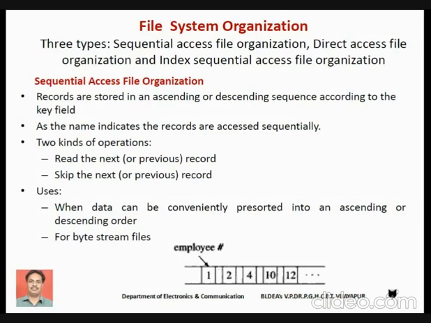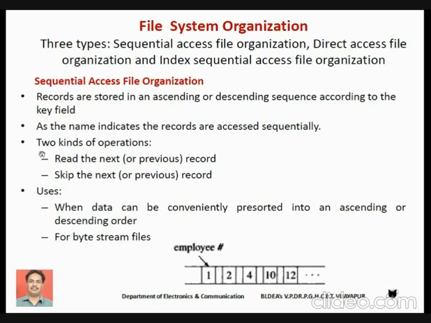Whenever you want to access any of the information, you have to move sequentially. Say, for example, you have some employee information and the employee IDs are 1, 2, 4, 10, 12. You can observe that these employee records are arranged in ascending order based on employee ID. If you want to access the 10th employee record, you have to move sequentially. Directly you can't access the 10th record in sequential access file organization.